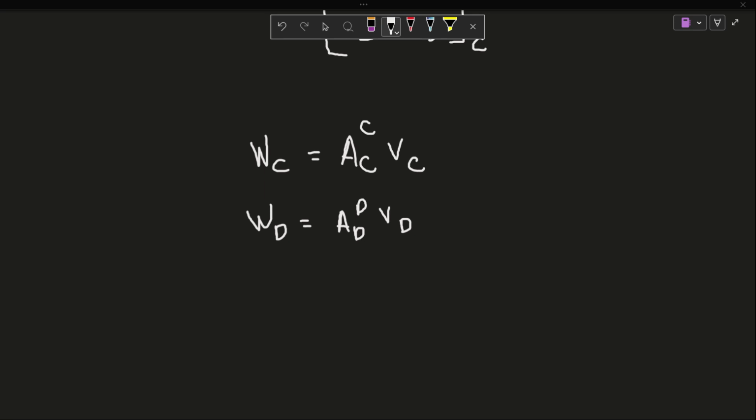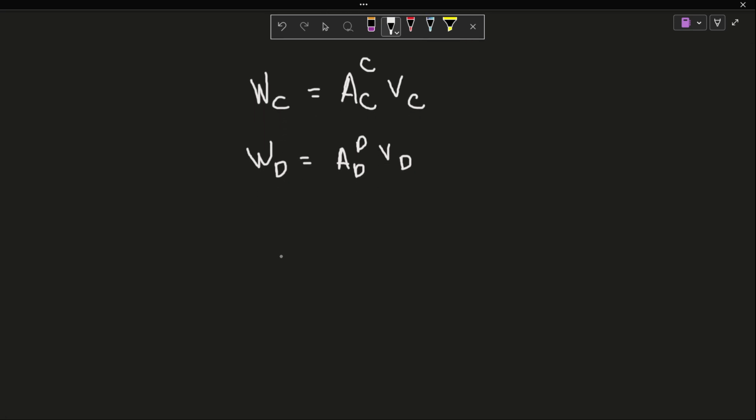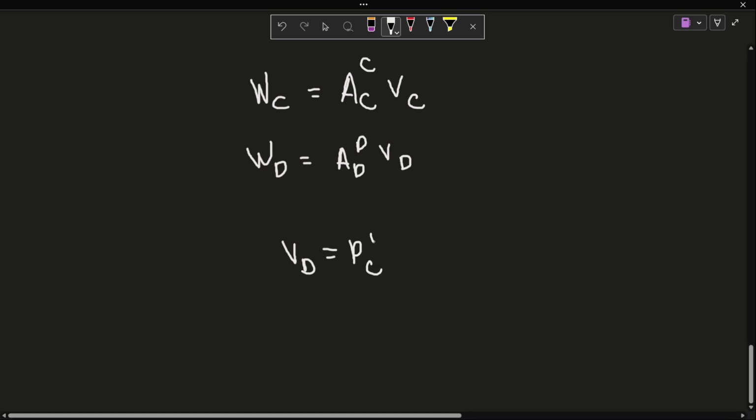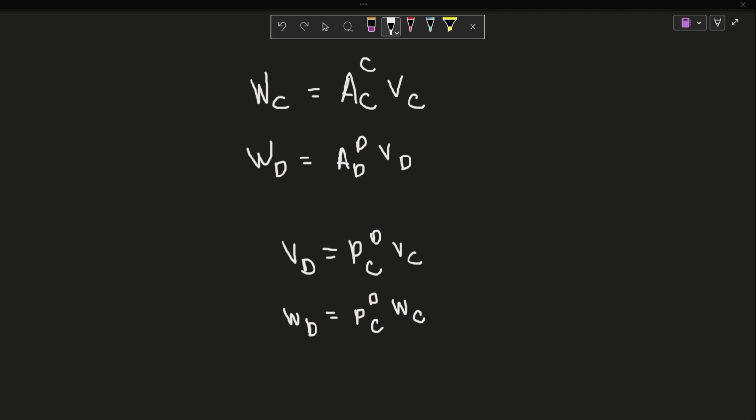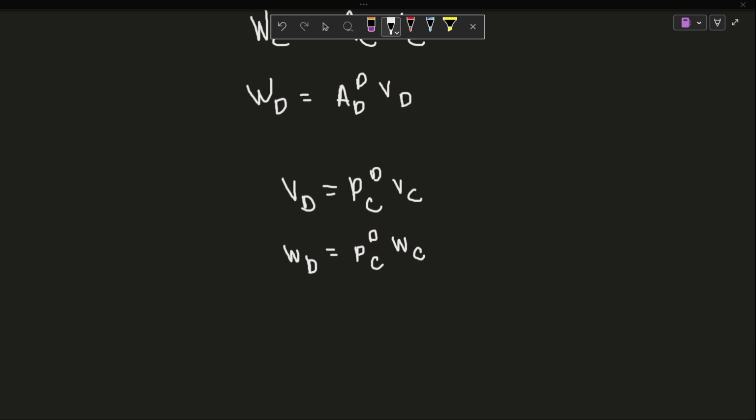Then you're going to say that there exists some transition matrix that's going to say VD equals P, C to D, VC, right? And then that is going to consequently tell us that WD is going to equal P, DC, WC, right? So for these two.